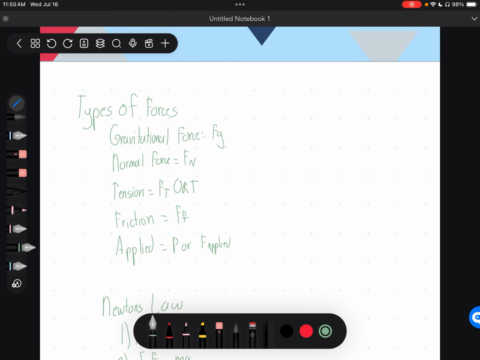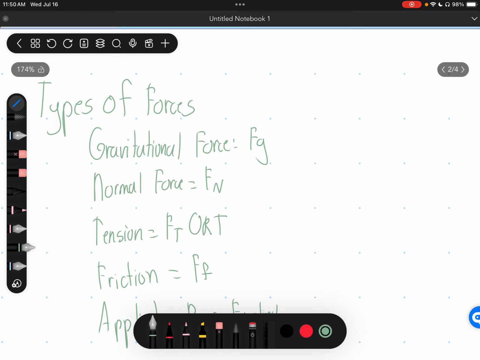With all of these physics questions, you're going to have these types of forces. Now, what makes it tricky is how these forces react with each other. So let's go one by one and talk about what each one means. The first one we have is a gravitational force. A gravitational force is basically the force of gravity.